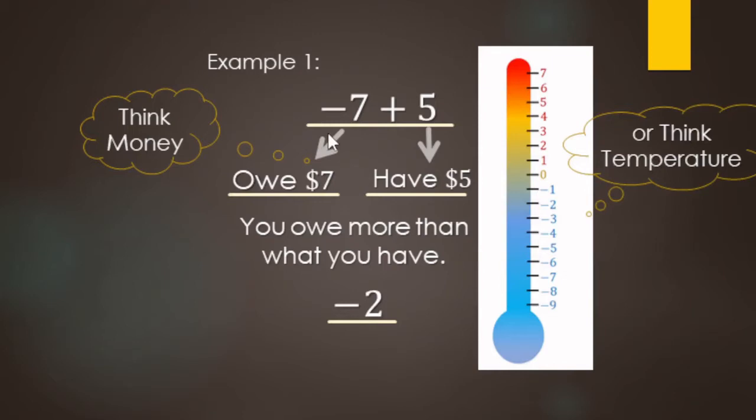So we can also think temperature. We're going to start at -7, or 7 degrees below 0. Now this plus means it's going to warm up 5 degrees. And that leaves us at 2 degrees below 0, or -2. So two different ways of thinking about it: money or even temperature.